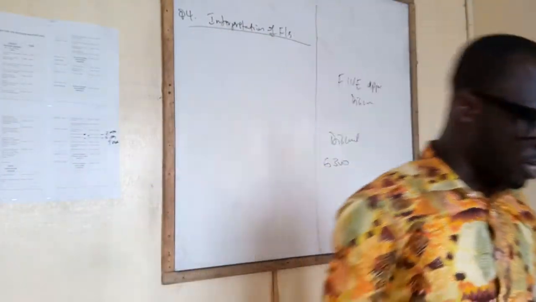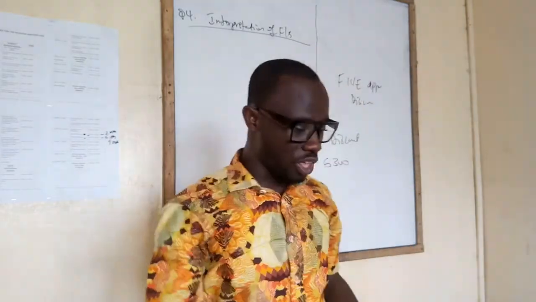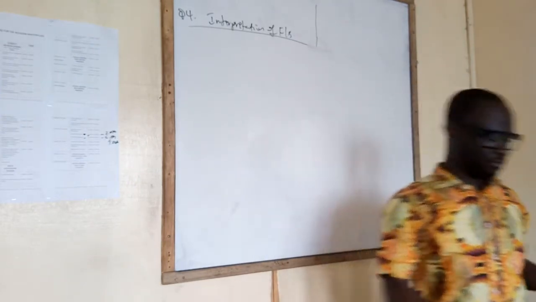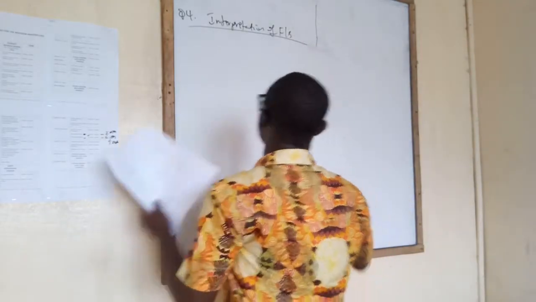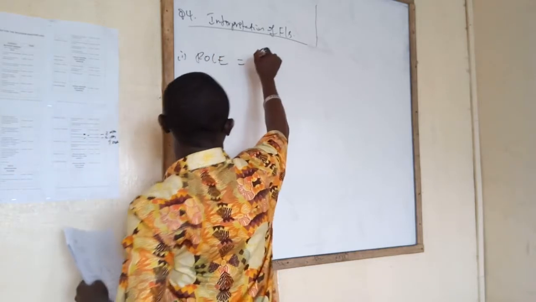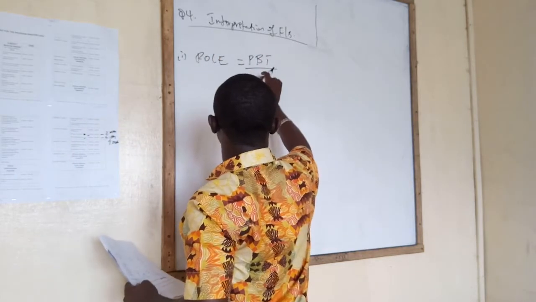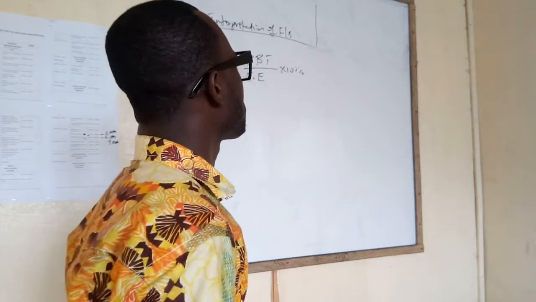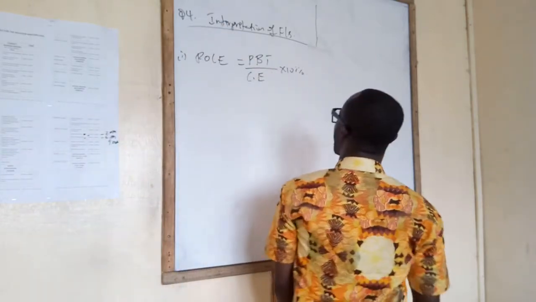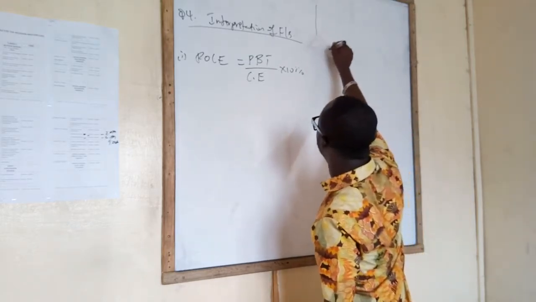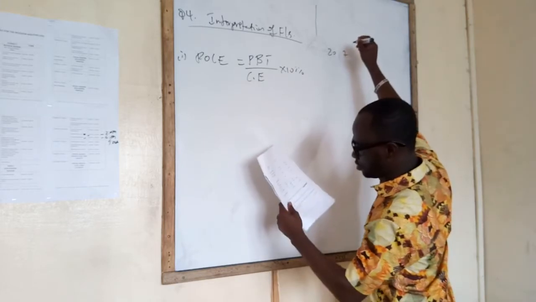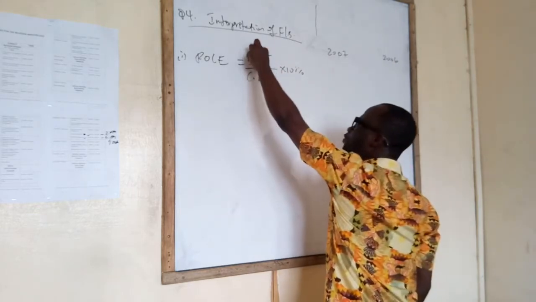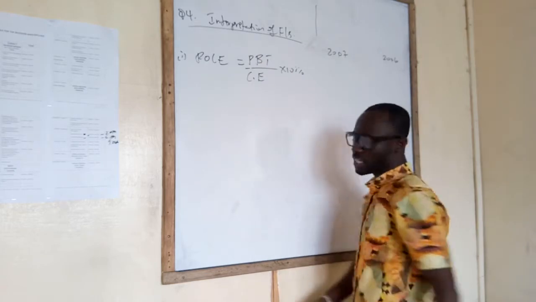And we should calculate 5 appropriate ratios. So what 5 appropriate ratios do you think we are supposed to calculate? Just 5. ROCE. Okay, so what is ROCE? Profit before tax over capital employed times 100. We are doing it for 2 years, 2007 and 2006. So what is the profit before tax for 2007 from the question?